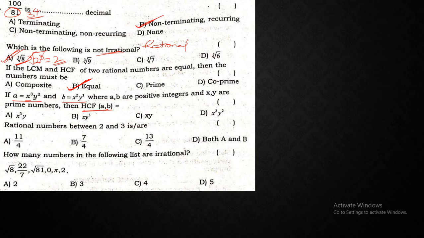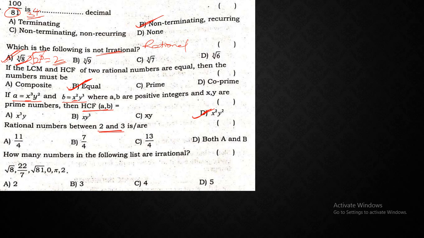HCF means you need to take the least powers. Among x cube and x square, what is the least power? x square. And y square and y cube, y square. So HCF is x square into y square. Next, rational numbers between 2 and 3. How many rational numbers can you write between 2 and 3?